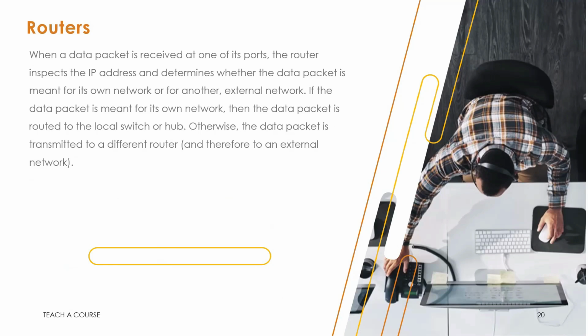So we went through this earlier. The router will check the data packet. It will check the IP address. If it's meant for its own network, if the IP configurations are matching, then it's going to accept and route it to the nearest switch. Otherwise, if they're different, it's going to forward it to the next router, to an external network.